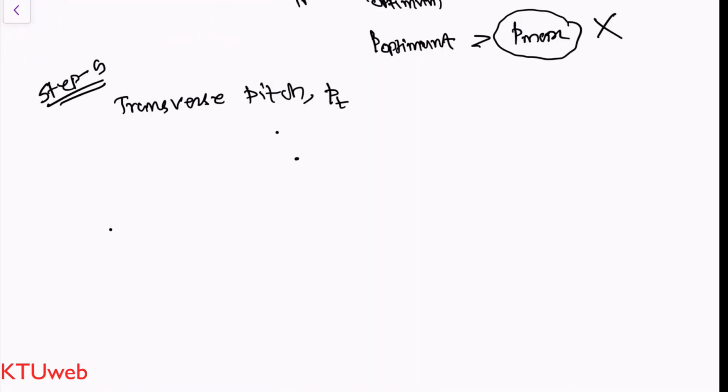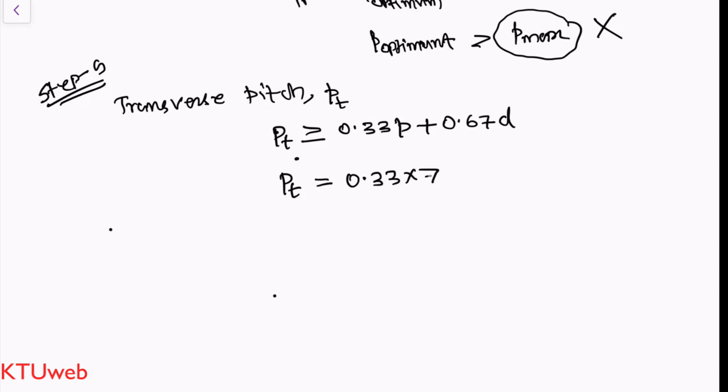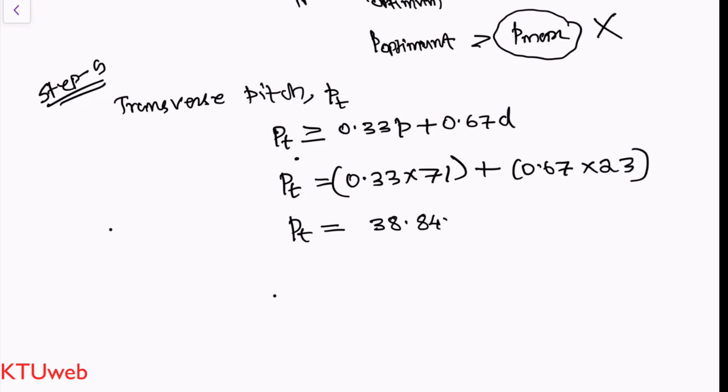Okay, let us have an equation. PT is equal to, as per standard, 0.33 times pitch plus 0.67d. This is the standard equation. That means PT is equal to 0.33 times the pitch, which we have as 71 mm, plus 0.67 into 23. Upon solving, you will get PT equal to 38.84 mm. You can take it as 40 mm.